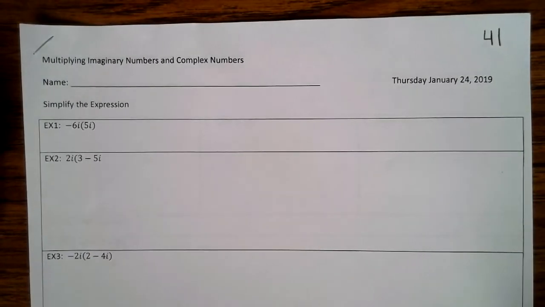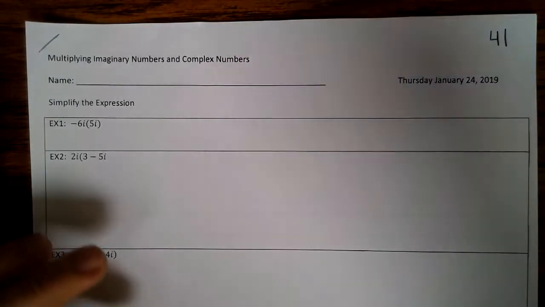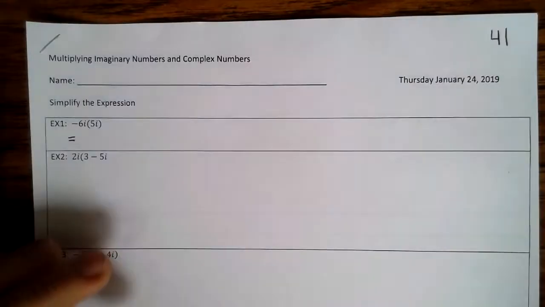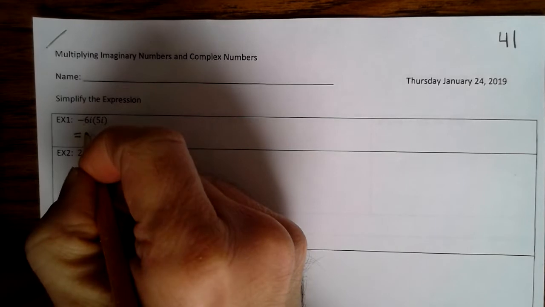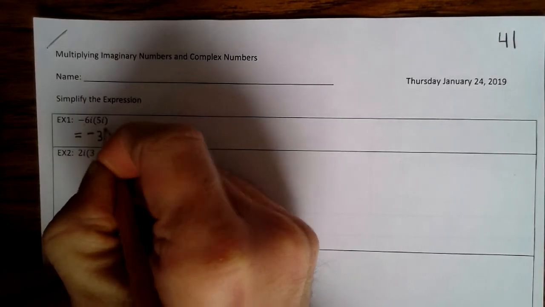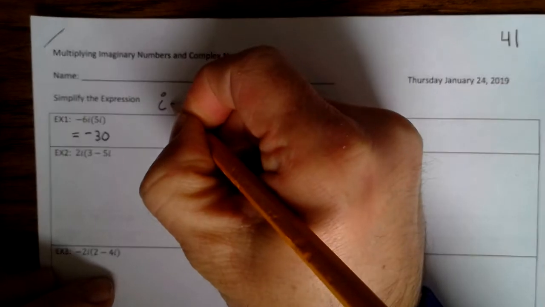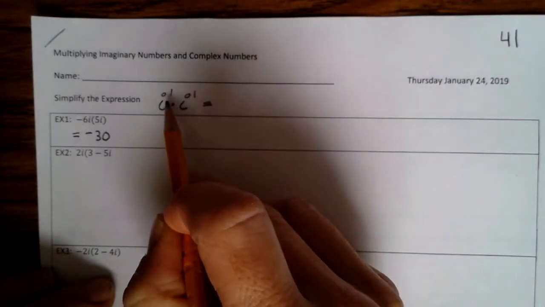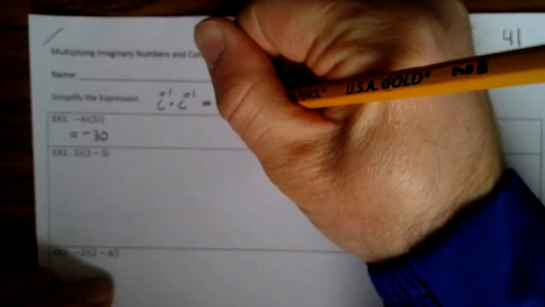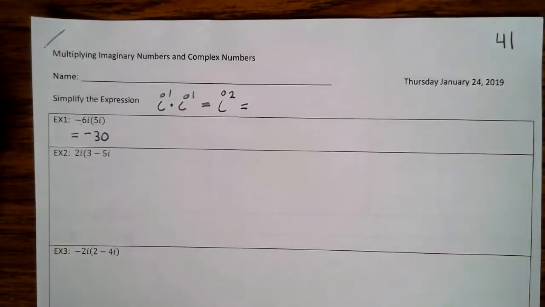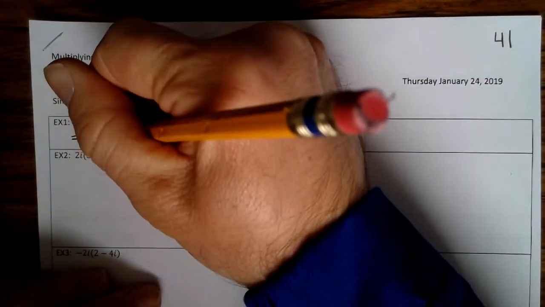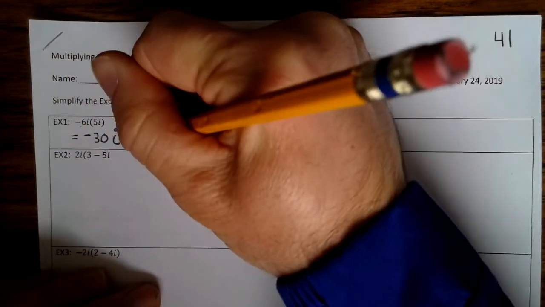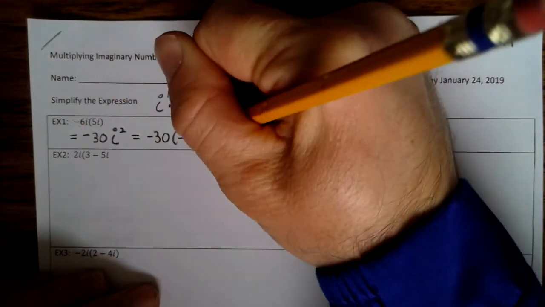All right, multiplying imaginary numbers and complex numbers. Simplify the expression. First things first, you multiply the negative 6 times the 5, which is negative 30. Now, when you multiply I times I, technically that's the first power and first power. When you multiply here, you add the exponents, so I times I is I squared, which we know from our previous notes is negative 1. So this is negative 30I squared, which becomes negative 30 times negative 1, which is positive 30.